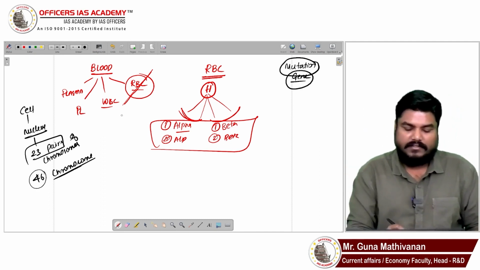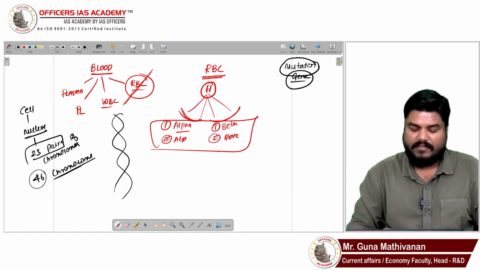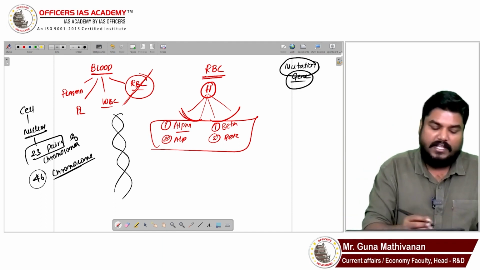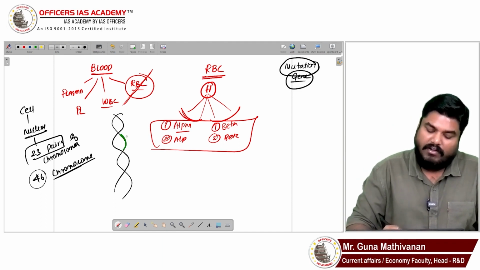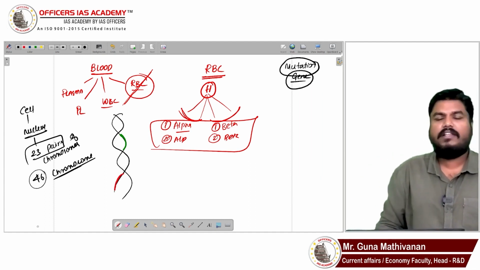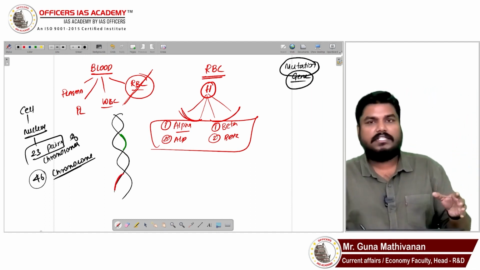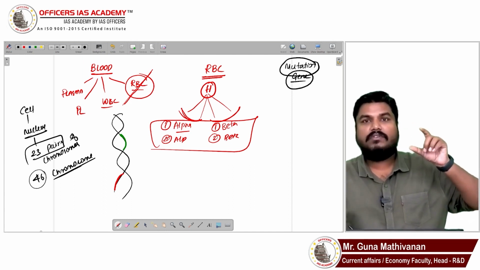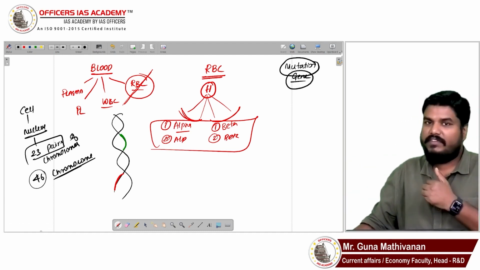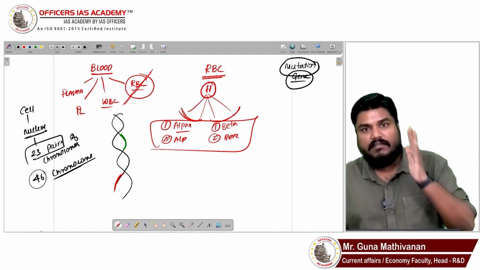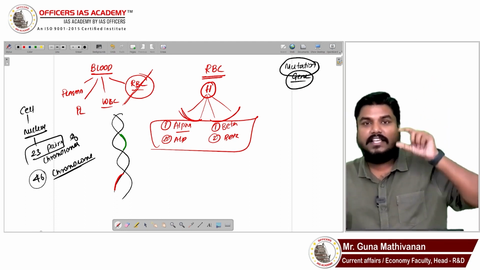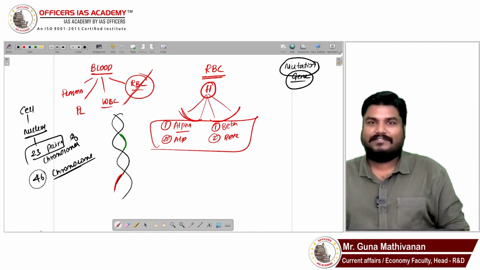Now what is a gene? A gene is a segment of the DNA which is very important. Imagine a textbook as a DNA. A textbook contains so much information, and in it there are certain pages which are very important. Like that, in the entire DNA there are certain segments which are very important. That is called a gene.